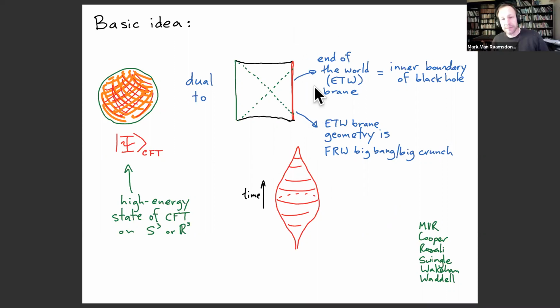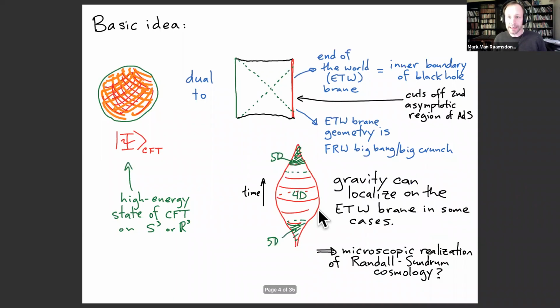So far this wouldn't be particularly interesting for cosmology, because this red region is just like the inner boundary to the space, and so we wouldn't really expect there to be some intrinsic gravitational physics living there. This is just a boundary in, say, a 5-dimensional spacetime. So we need an extra bit of physics, which is the physics of Randall-Sundrum cosmology, or the physics of what are called Karch-Randall branes.